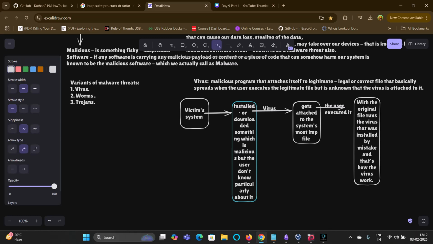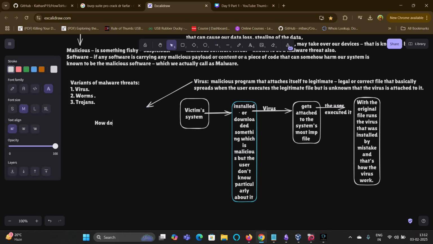Now we are going to discuss the effect and the spread of viruses. How does a virus spread? Number one, a virus can spread from email attachments.